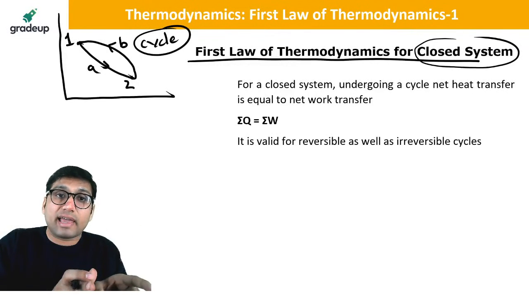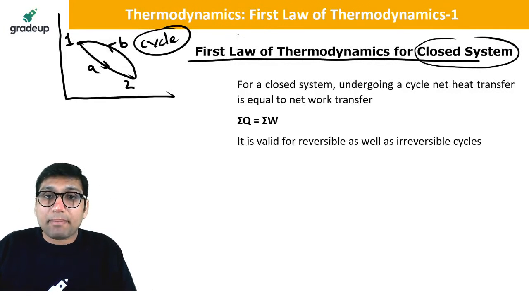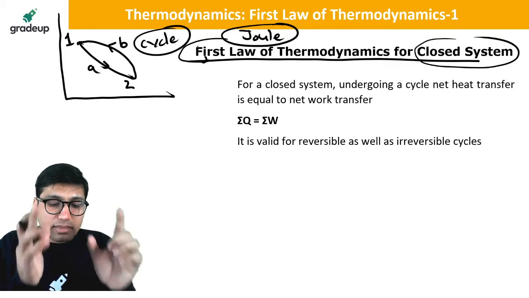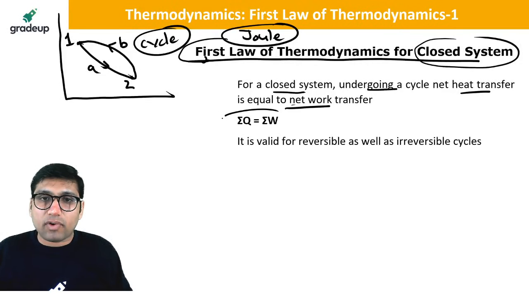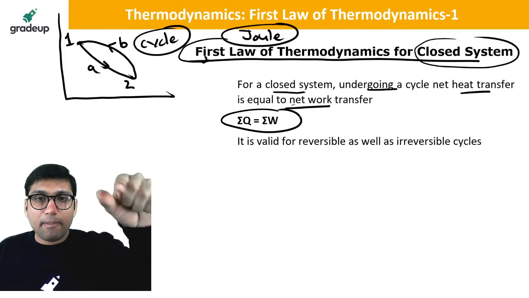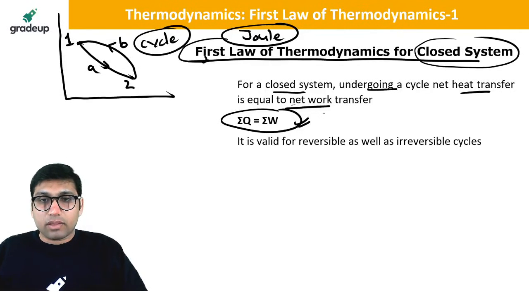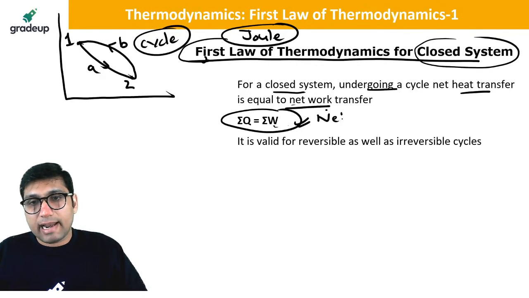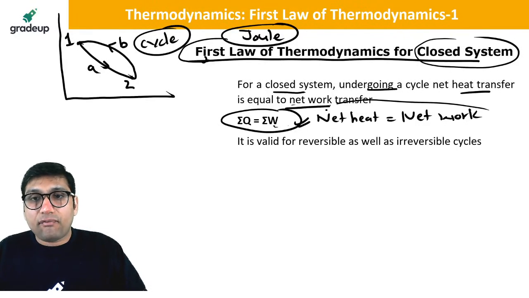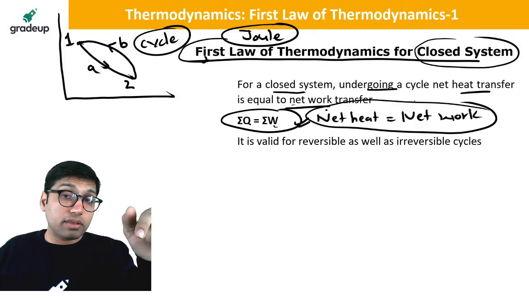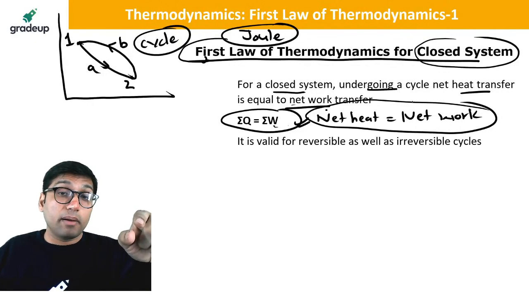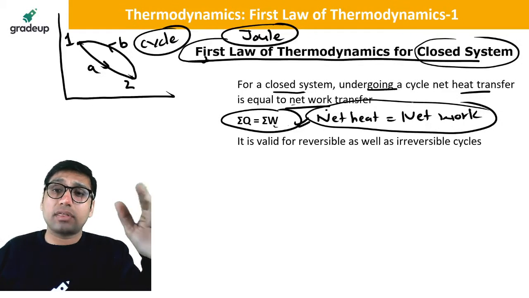Now for this thermodynamic cycle, the first law of thermodynamics was actually given by Joule. According to Joule, for a closed system in a cycle, the net heat transfer is equal to the net work transfer, and this is very important. So net heat is equal to net work. But this is applicable only for a cycle. In processes, you will see that in an isothermal process, the heat is equal to work. You will study that, but that is only an exception.